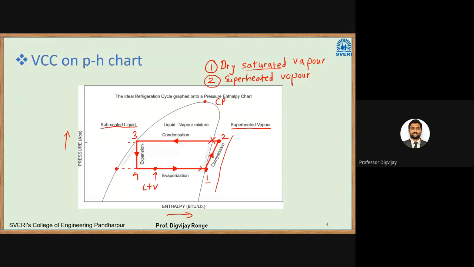Now the next thing is, at 2 we are at the end of compression. So 2 to 3 is an isobaric heat rejection process. That happens inside the condenser. Now point 3 is the end of the condenser, or it is the inlet to the expansion valve. So you have to tell by looking at the diagram what will be its condition.